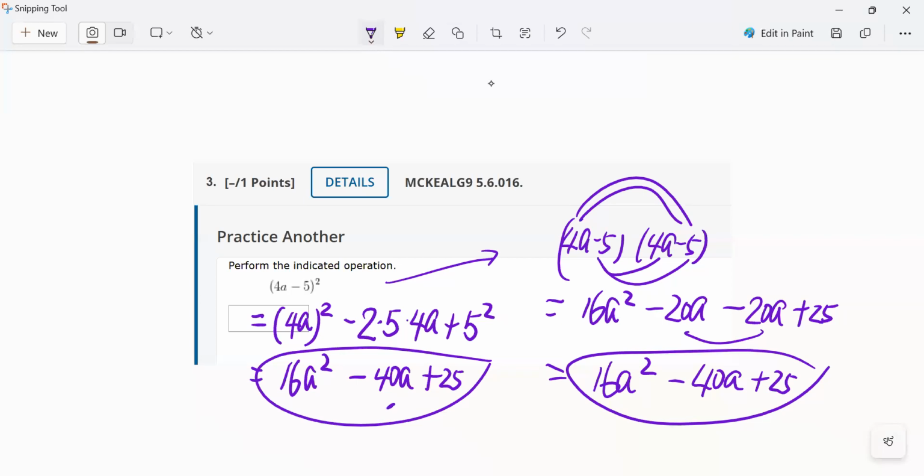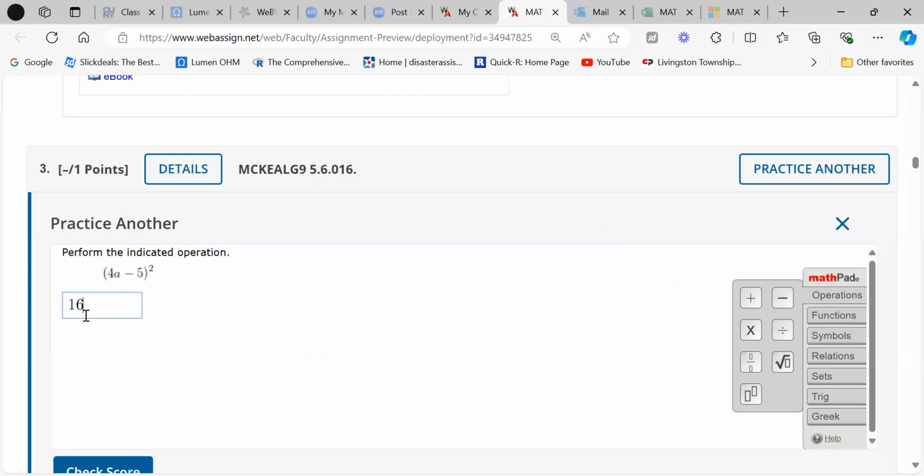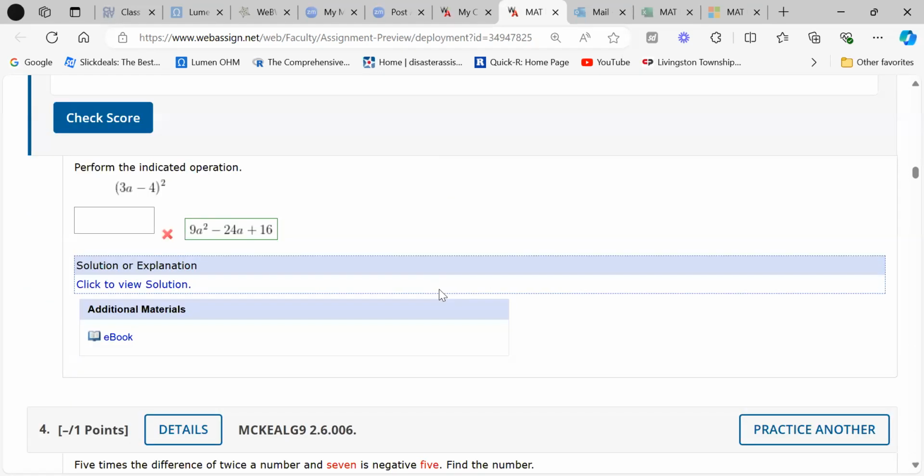Right, let's go back. And so we're gonna put in answer 16a squared minus 48 and I added 25. Okay. I will do it. Now let's look at question 4.